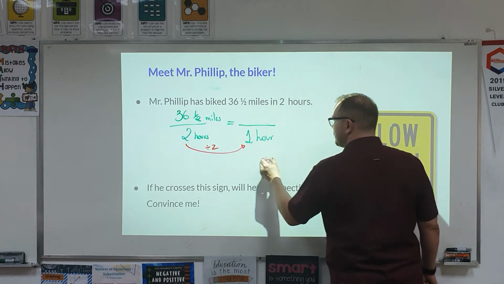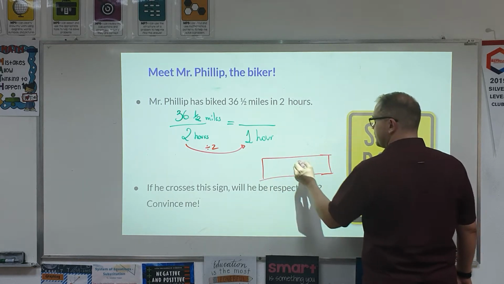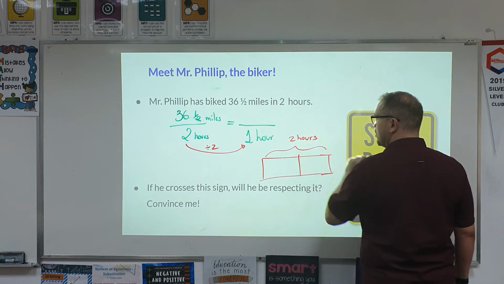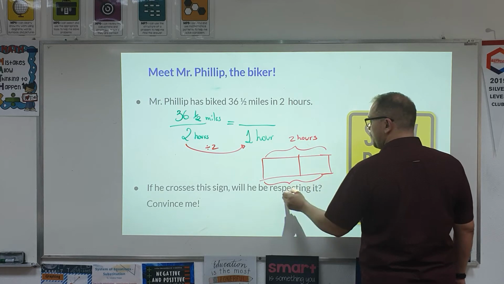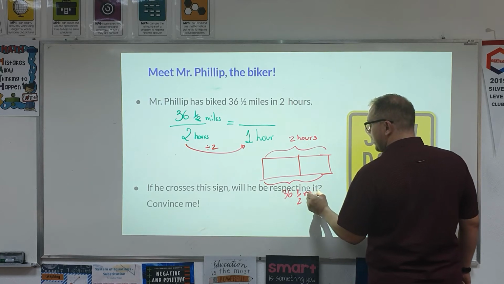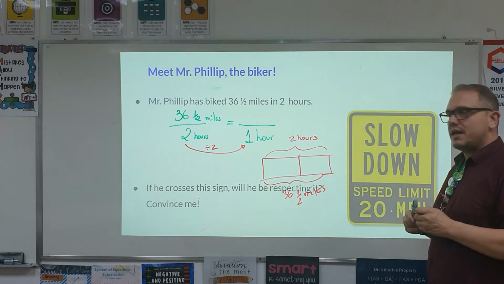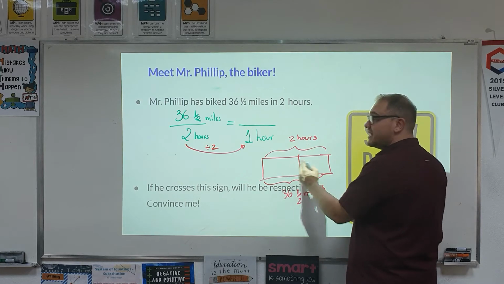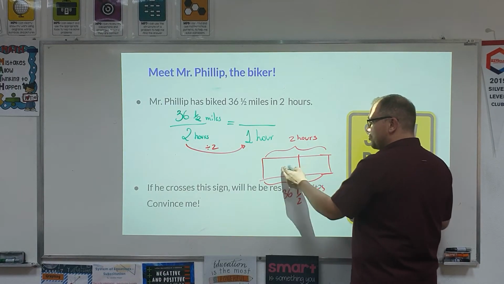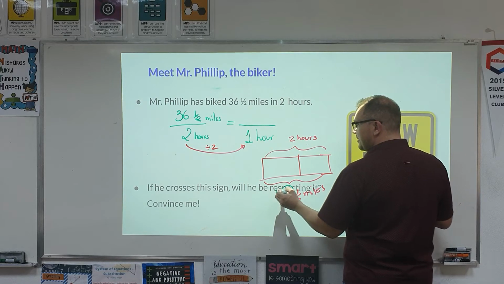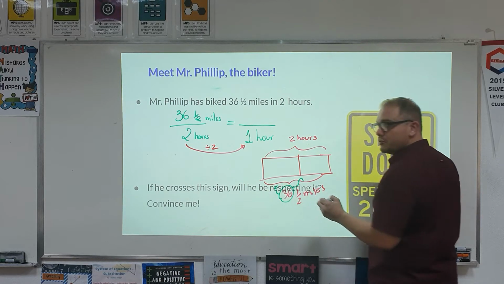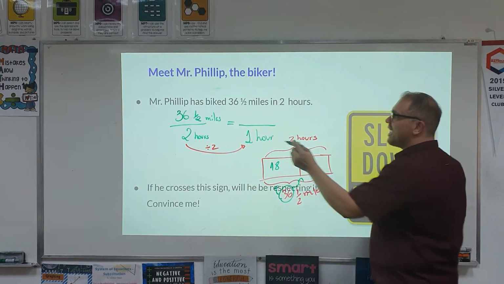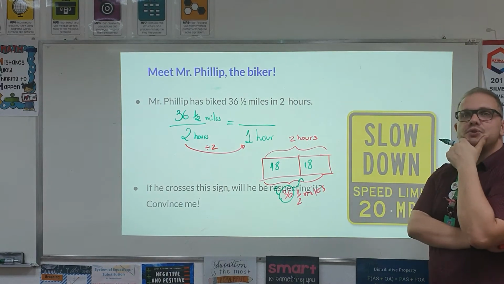If I think about this, this is 2 hours, but this is also 36.5 miles, right? I want to split the 2 hours into 2 because I want to know how many miles are in each hour. I know that 36 is easily divided by 2, and if I split 36 in 2, I have 18. But then I have this half a mile that I have to divide by 2.